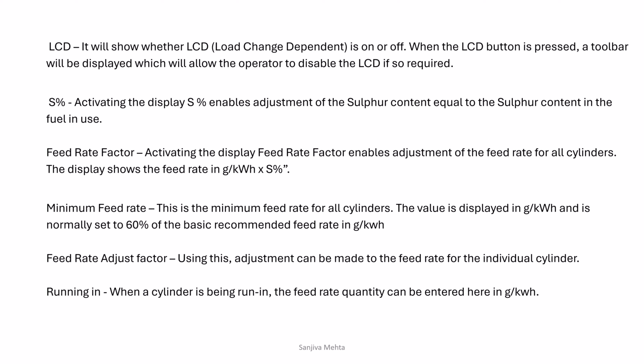Feed rate adjust factor. Using this, adjustment can be made to the feed rate for the individual cylinder. You can increase or decrease. Running in. When a cylinder is being run in, the feed rate quantity can be entered here in gram kilowatt hours. Okay, running in. Let's say liner, piston, chain, new piston things, etc. Very important.